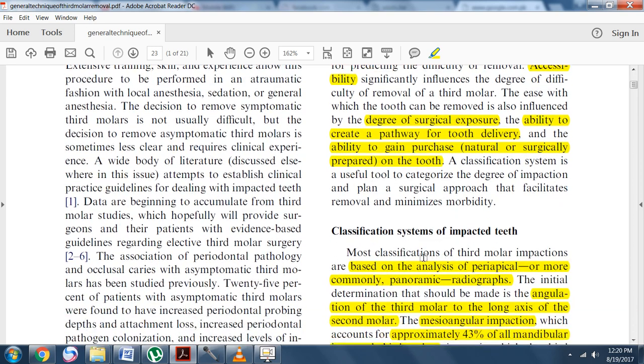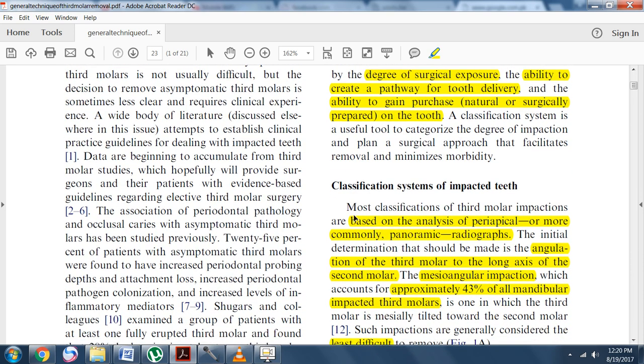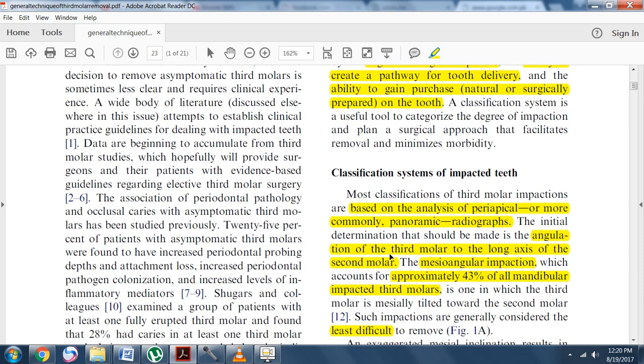First, we will discuss the classification systems of an impacted third molar that help us to assess the difficulty for its removal. The first system for the classification of an impacted third molar is based on the periapical or, more commonly, panoramic radiographs, and it is based on the angulation of the third molar to the long axis of the second molar.